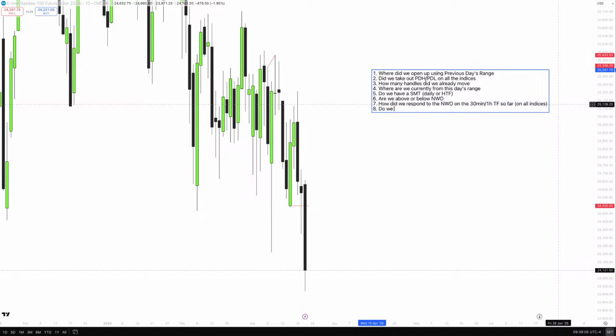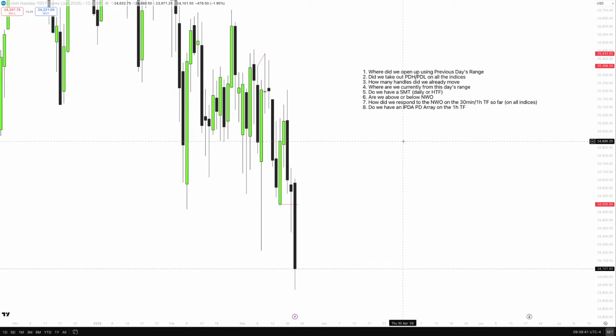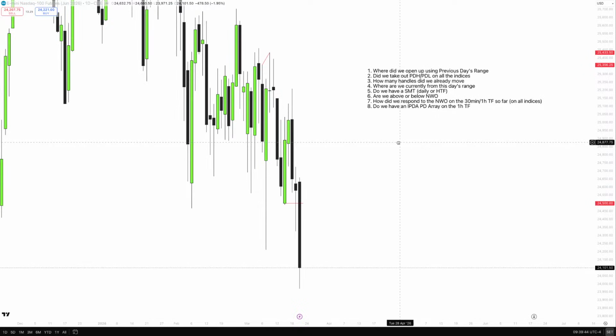So, do we have an IPTA PD array on the 1 hour time frame? And so the next point number 9 is going to also mention IPTA. And this is what I'm always mentioning on the 20-minute time frame.